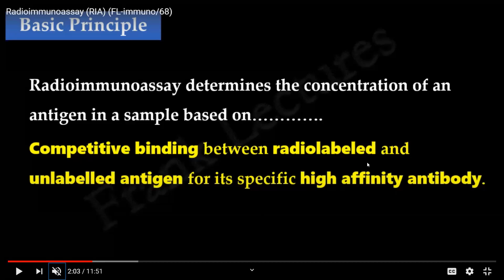Competitive binding between radio-labeled and unlabeled antigen for its specific high affinity antibody. So to perform this technique to find out the concentration of antigen present in the sample, we perform a competition of binding between the labeled and unlabeled antigen to find out its specificity for the high affinity antibody. You probably may not have understood what I have said just now. You will understand. We'll move on. That will help you to understand.